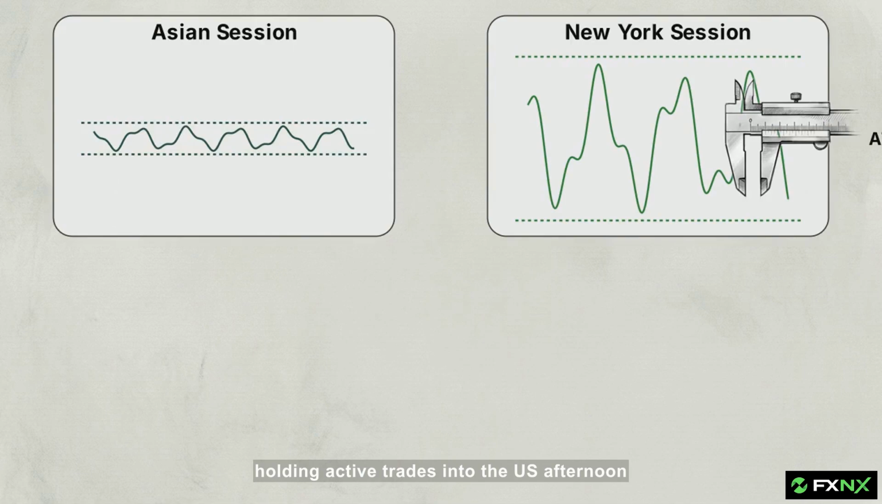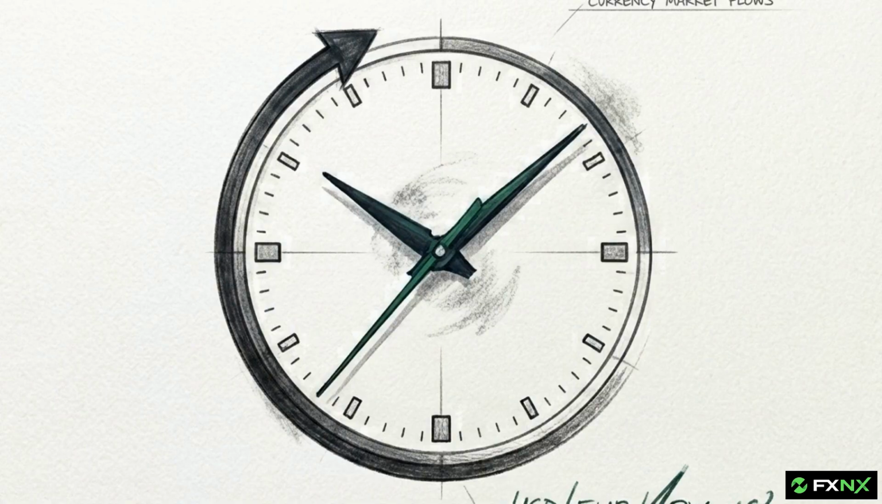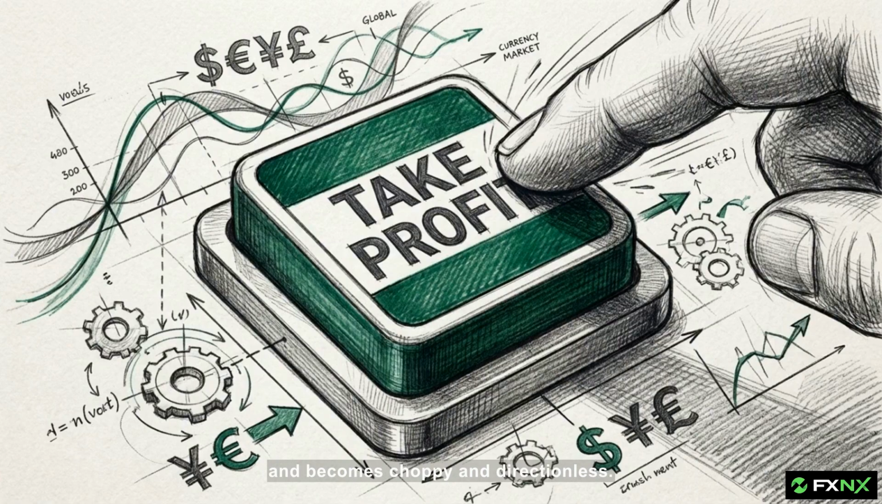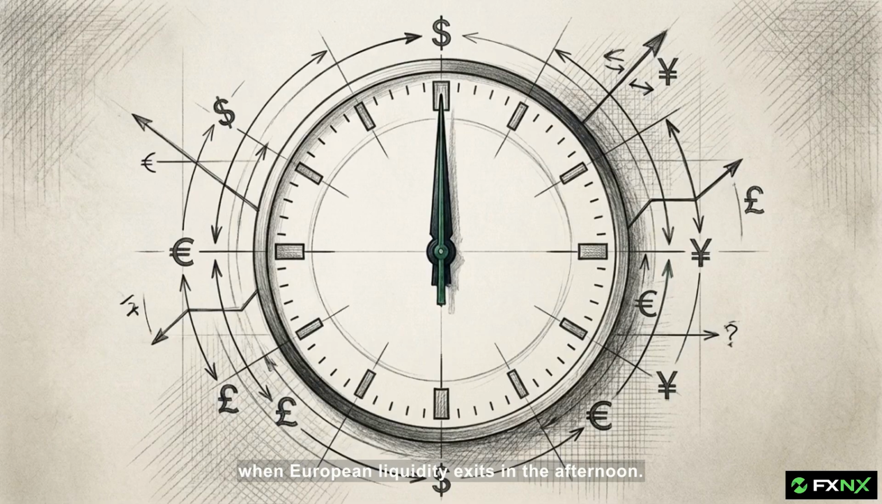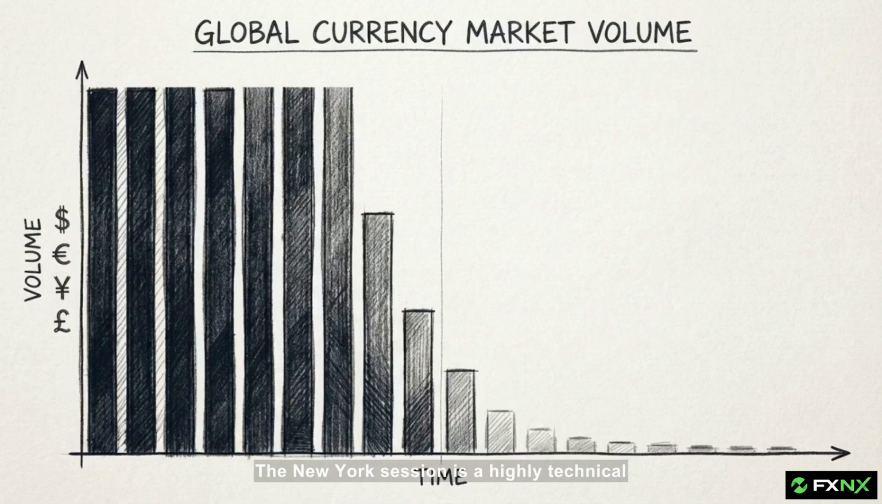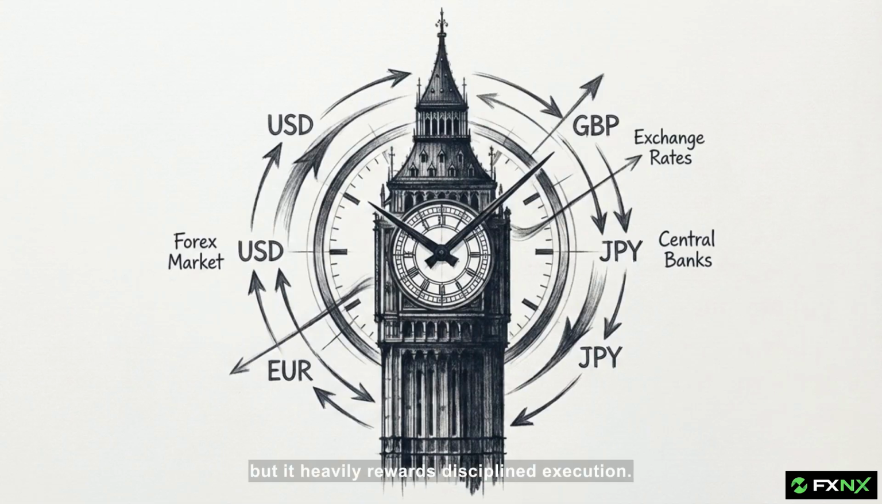Holding active trades into the U.S. afternoon carries severe consequences. Because liquidity plummets, spreads begin to widen. The price action loses its volume-driven momentum and becomes choppy and directionless. Trading the New York session requires dynamic risk sizing in the morning and the discipline to walk away entirely when European liquidity exits in the afternoon. The New York session is a highly technical environment. It actively punishes impatience, but it heavily rewards disciplined execution.